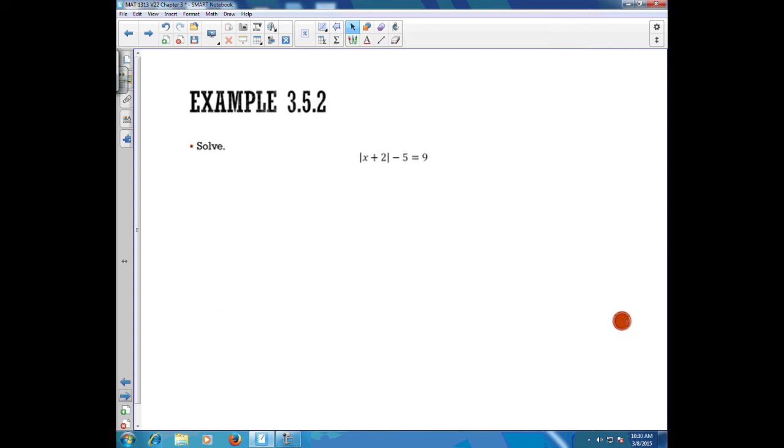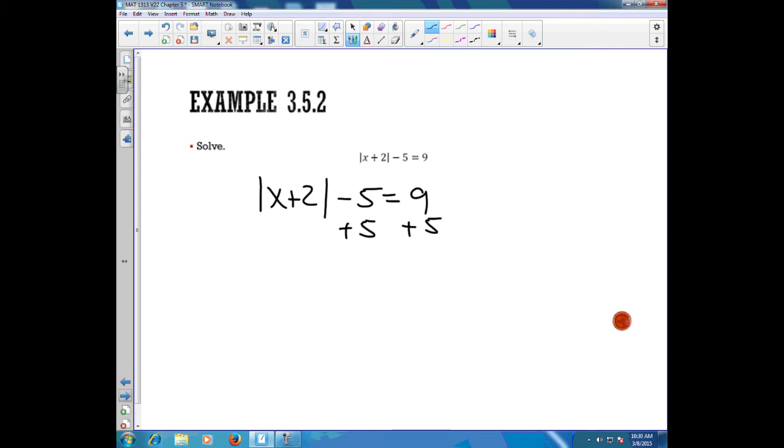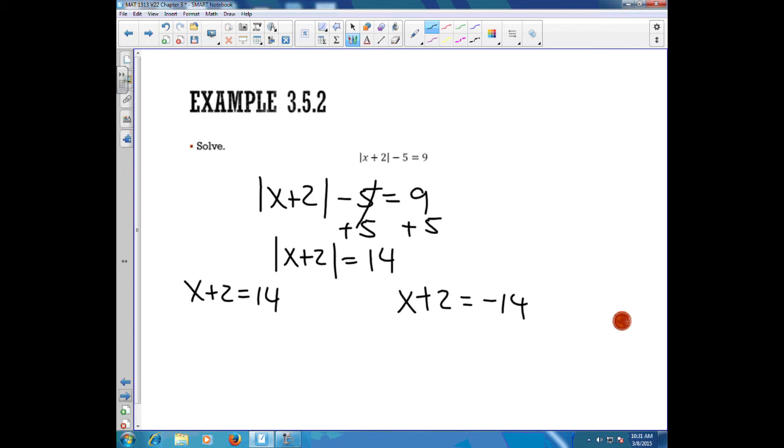Now we have the absolute value of x plus 2, minus 5 equals 9. First, we want to get the absolute value by itself. So we'll just add 5 to both sides. We get the absolute value of x plus 2 is equal to 14. Now that we have the absolute value isolated, we can write two equations. The first one is exactly what you see without the absolute value. And for the second one, we just switch the sign so that it becomes negative 14.